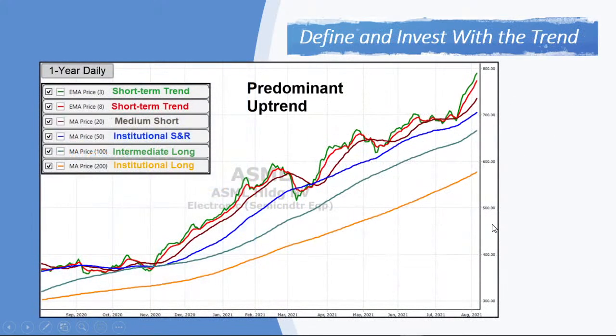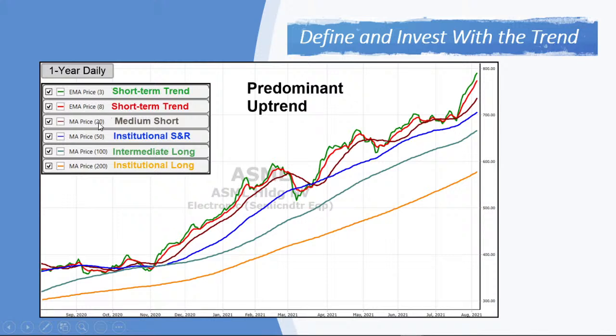Okay, so again, it doesn't matter the stock, we're looking at a lot of different moving averages here. We want to define and invest with the trend. So the green line is a 3-day EMA that represents the short-term trend, as does the 8-day EMA, which is the red line.